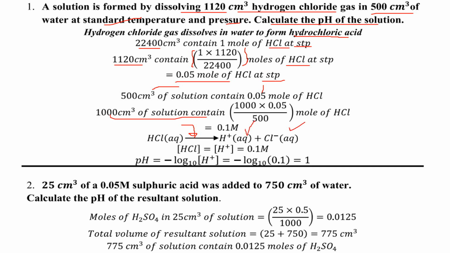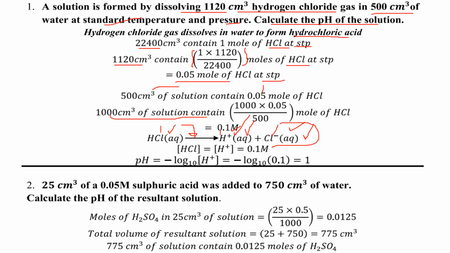Now we say that to get pH, for full ionization, it's better you consider mole ratios. Since this is full ionization, we can consider a mole ratio of 1 to 1 to 1. So the molar concentration of the HCl is the same as the molar concentration of the hydrogen ions, and at the same time it's the same as the molar concentration of the chloride ions, because the mole ratio is the same. And we have calculated the molar concentration of the acid to be 0.1.